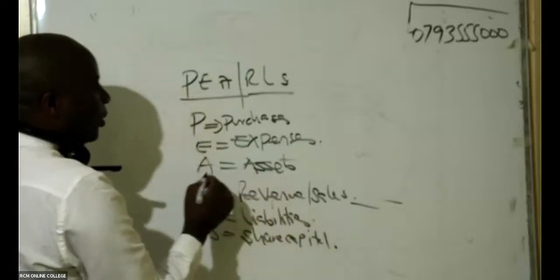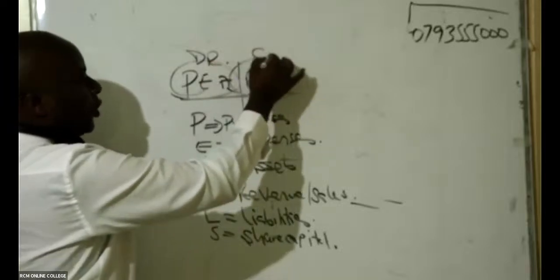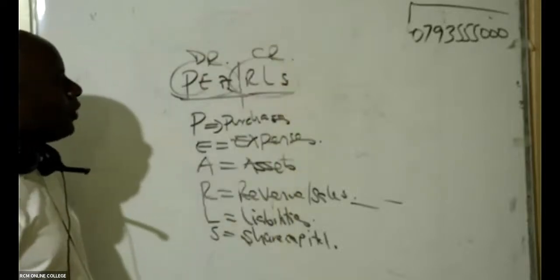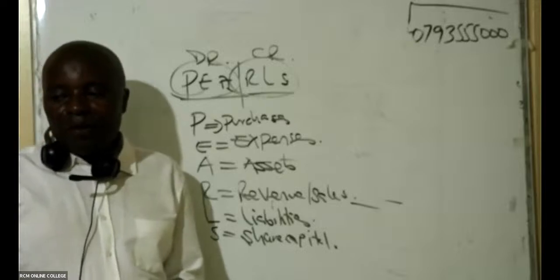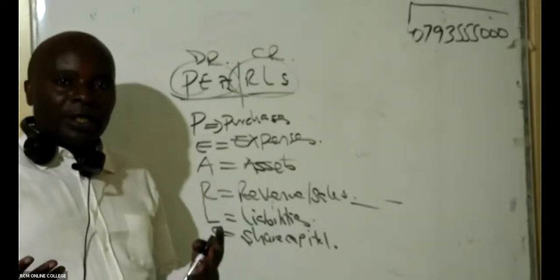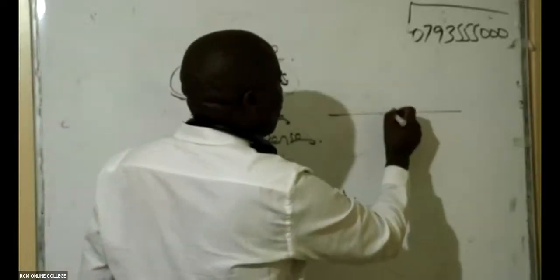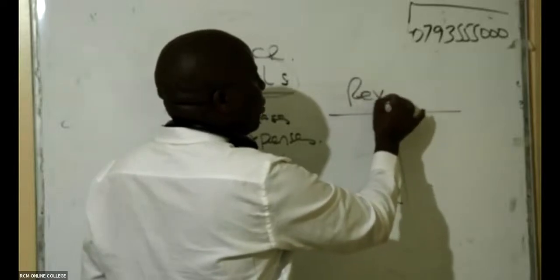Share capital. So remember, these three are to be debited whenever they increase. These three are to be credited whenever they increase. And of course, the case in context is what I've just introduced to you. Under IAS 41, we have what we call the revenue account.